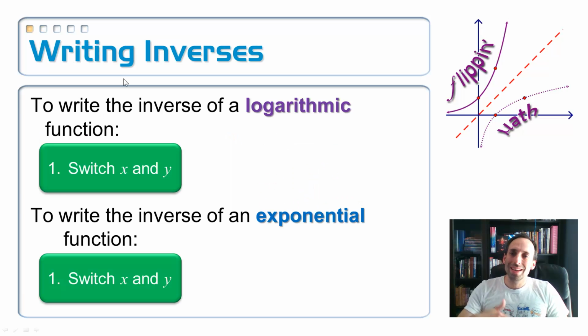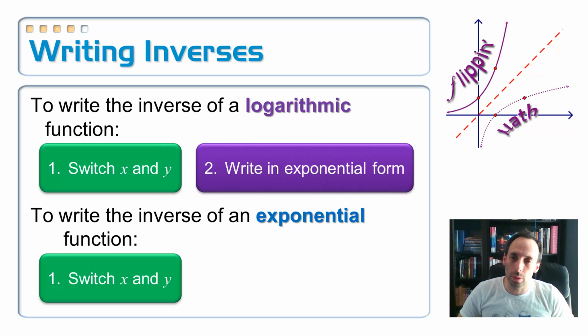Okay, so the next thing is about actually writing the inverses of some functions. And I've got two things that I have to do. Maybe I'm writing the inverse of a logarithm, or maybe I'm writing the inverse of an exponential. In either case, remember the first step is always to take your x and your y and swap them, because that's what inverses do. So step number 1: I'm going to switch the x and y. Now, if I'm finding the inverse of a logarithm, after I switch x and y, rewrite that equation in exponential form.